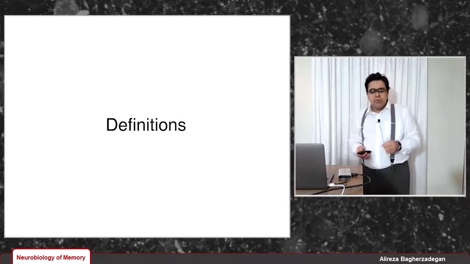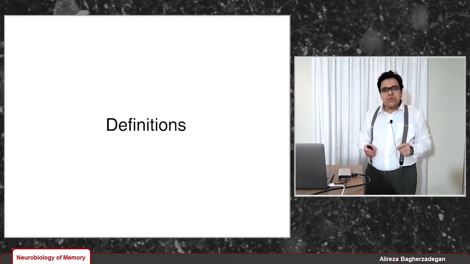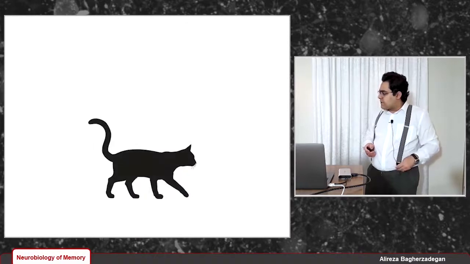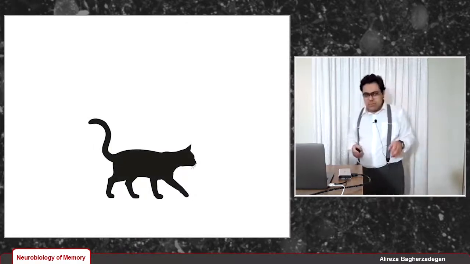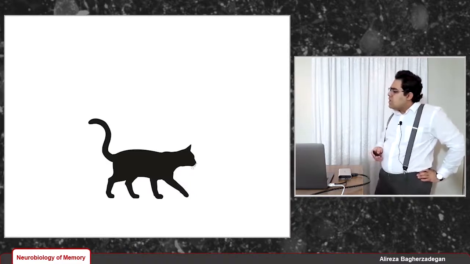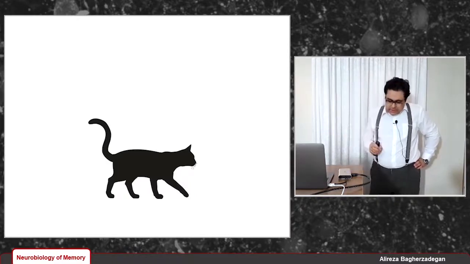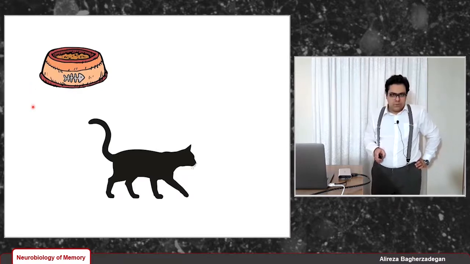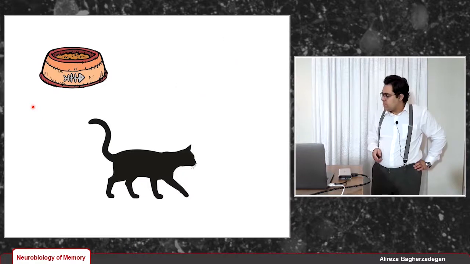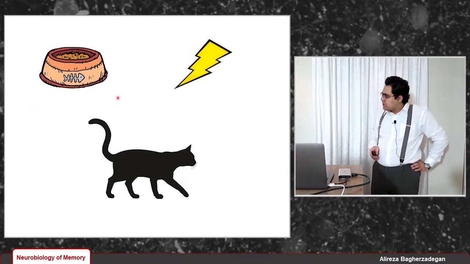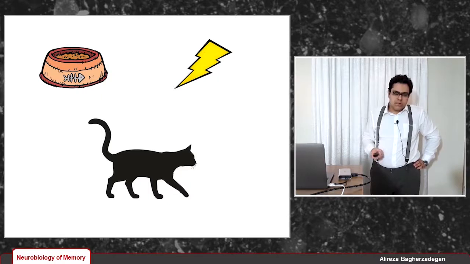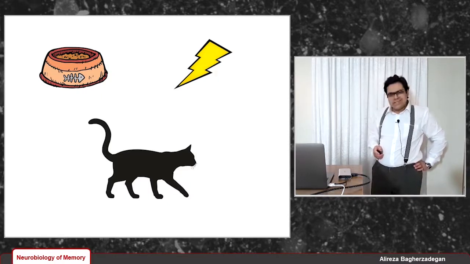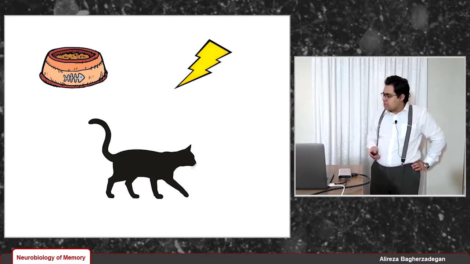So let's define learning and memory first. I want to picture a situation and define learning and memory based on that. Let's see, what do we have here? We have a happy cat. It's happy in its environment. We introduce two new stimuli in its environment. The first stimulus is the cat's food, representing a good stimulus. We have another stimulus, an electric shock, obviously representing a bad stimulus. Let's see what the cat does when we introduce each one of them in its environment.